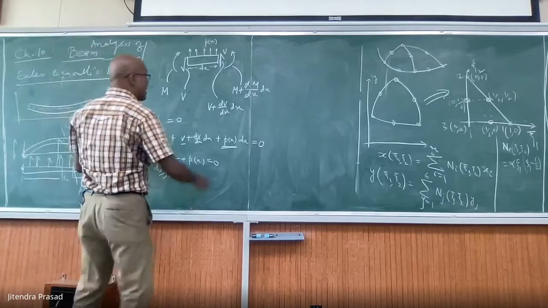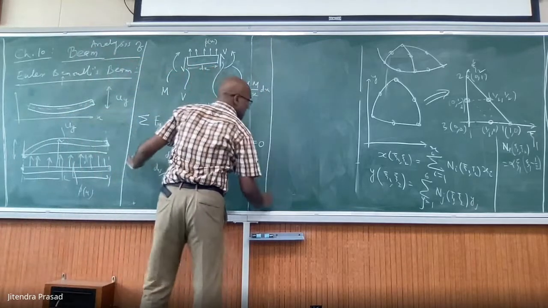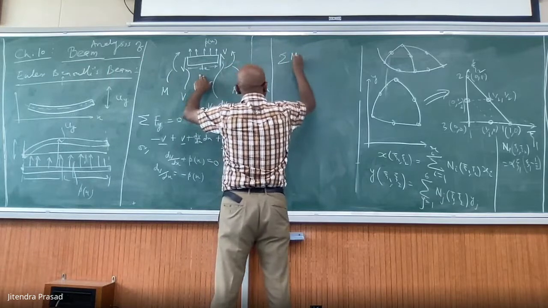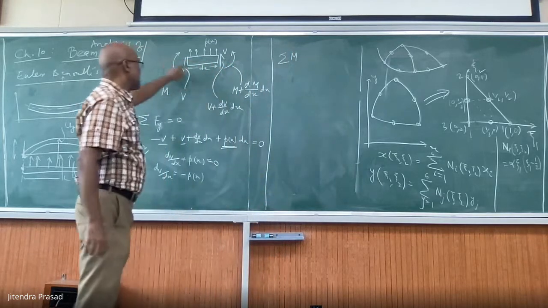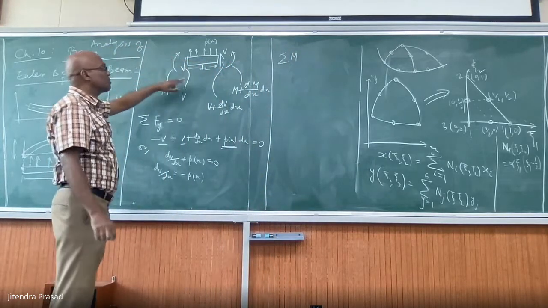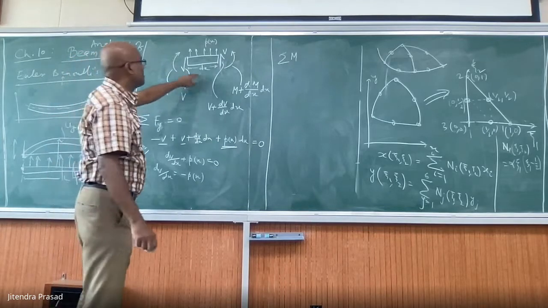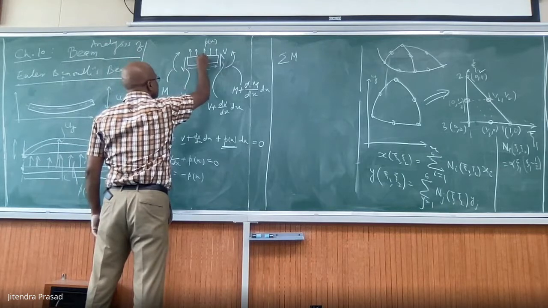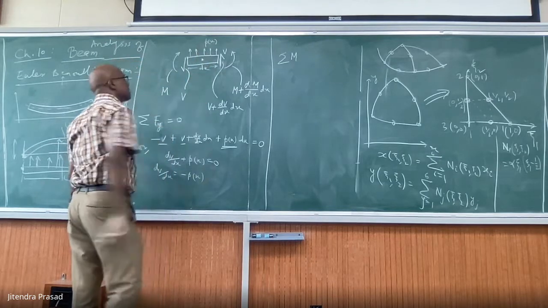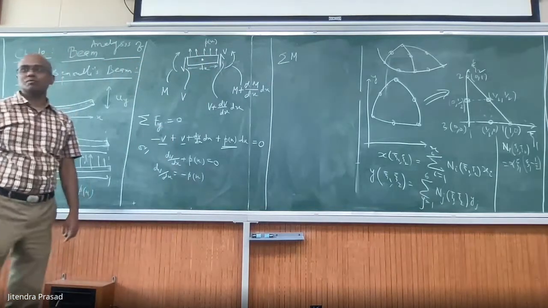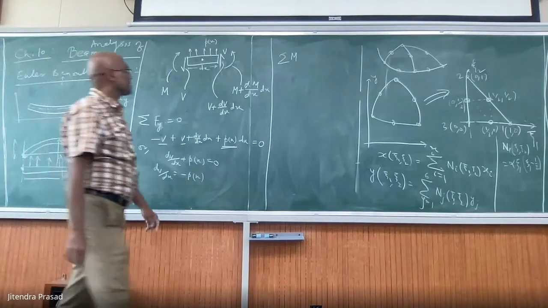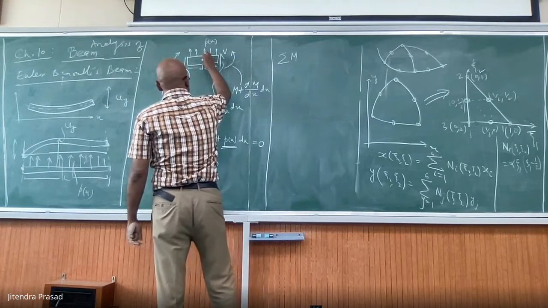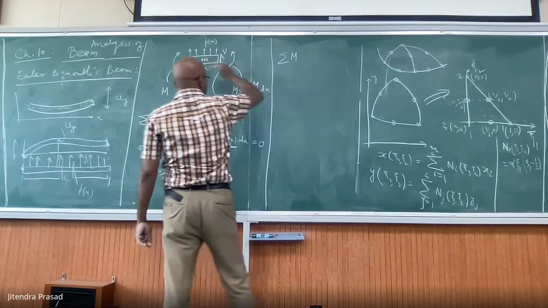This is one part of the equation. The second part is you have to also balance the moment, right? The sum of moments also has to be 0. Moment about, you can take any point basically. So let's say from here, from the middle point. Let's say point M.